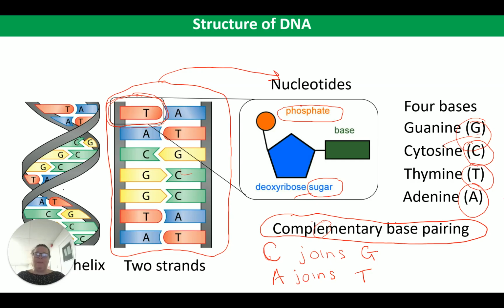So we've got a C joins with G and A joins with T. And if you look at the ladder here in the middle, you can see the shapes. They're complementary shapes. One fits into the other. That's what that means, but that's just for higher, complementary base pairing.